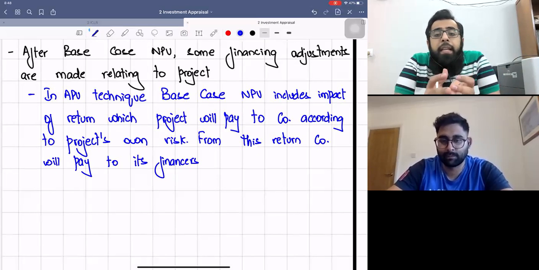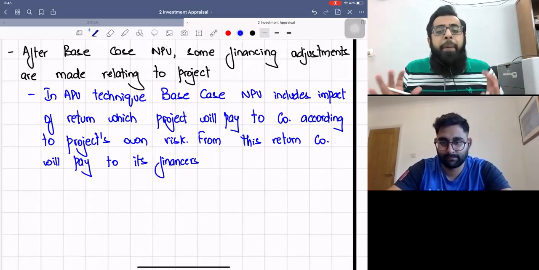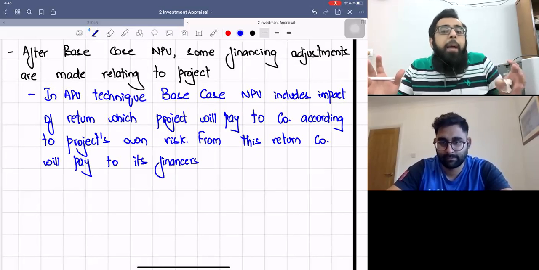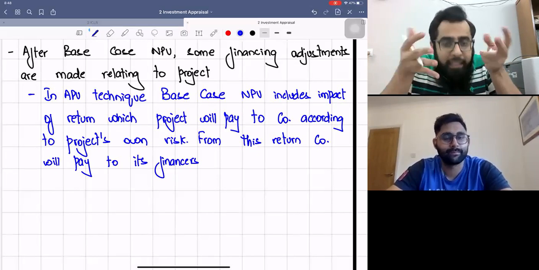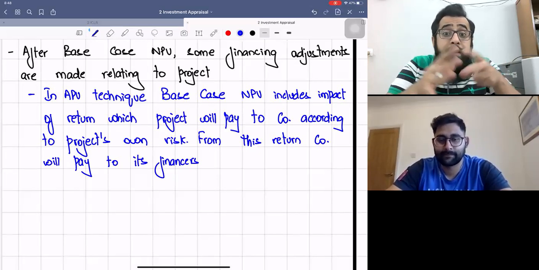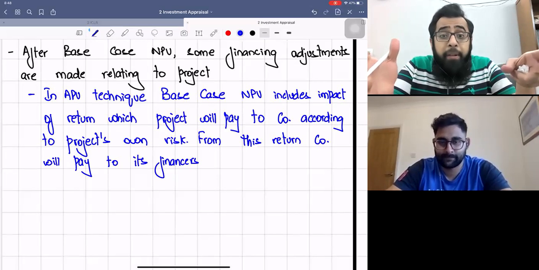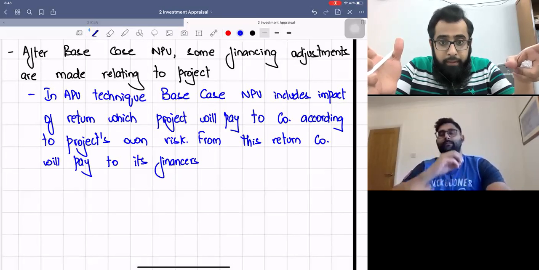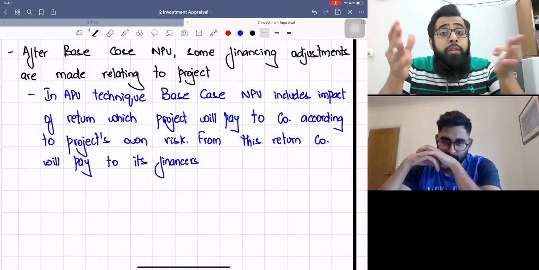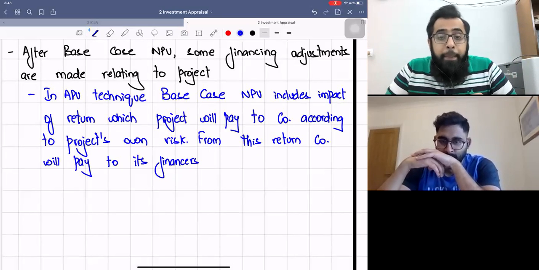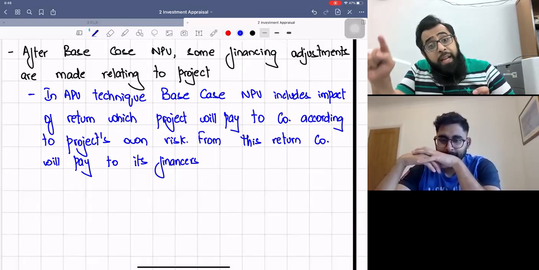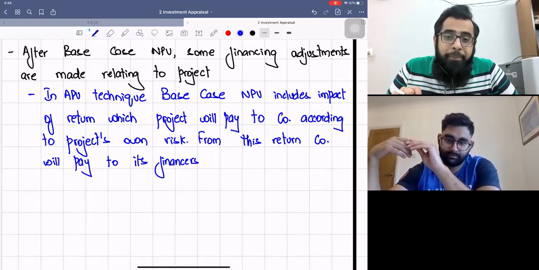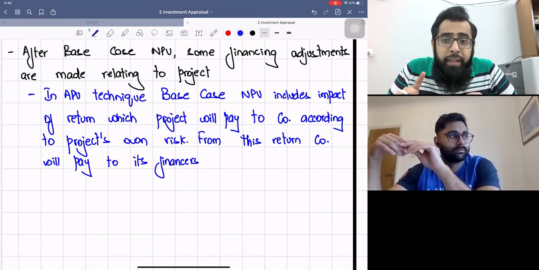So basically the APV technique is based on the separate entity concept. The company is separate and the project is separate. Despite the project being part of the company, the APV technique says to consider both of them separately. Got it. And it is a more logical technique of investment appraisal because in this way you will get an evaluation which the entire market would have been doing. Are you getting the point?